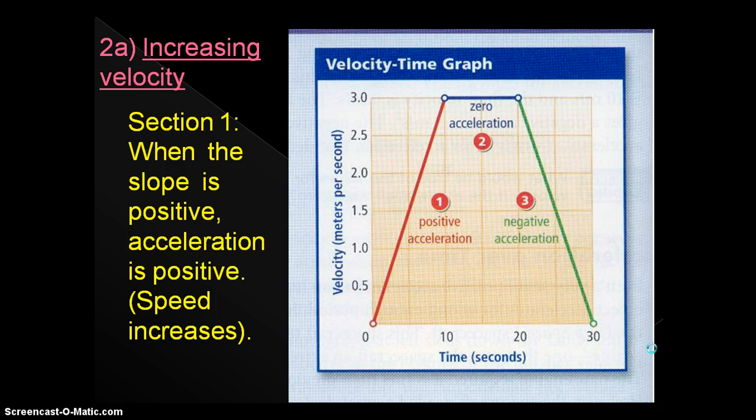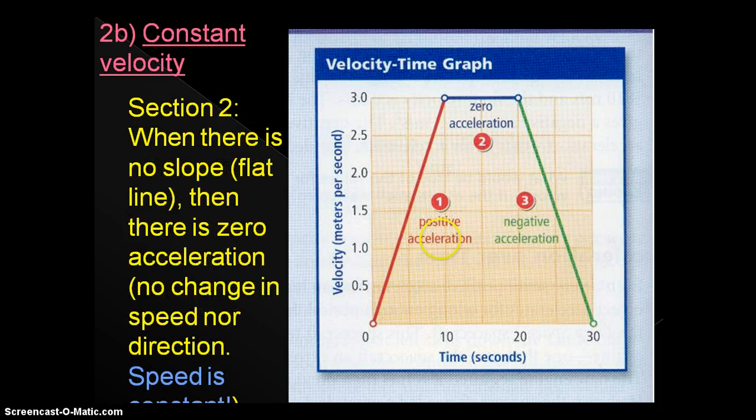2A, increasing velocity is found in section 1, where there's this red part right here. This is when the slope is positive, and that shows you positive acceleration. If you remember from our acceleration notes, positive acceleration means it's speeding up and going faster. So for example, here, you might be starting at 0 meters per second, meaning your car is not moving. When you step on the gas pedal, it speeds up, right? On our old graph, it was just a constant speed, but here it's going faster and faster and faster. Okay? All right, let's go to the next one.